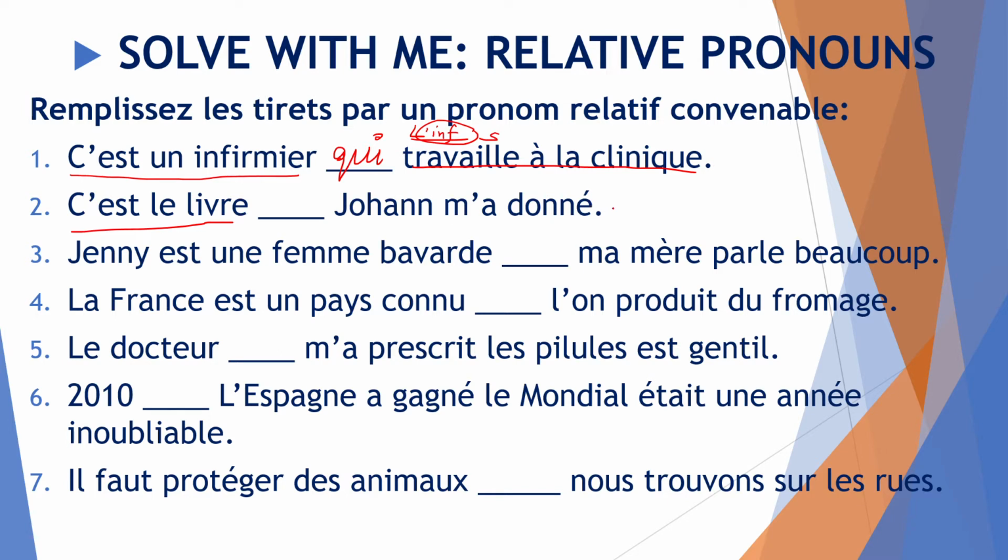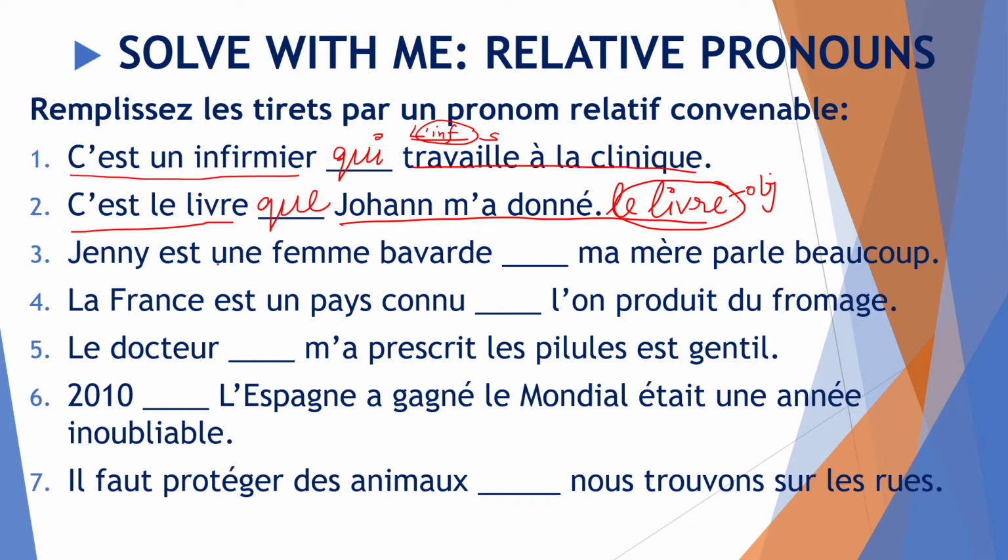Okay? Then, c'est le livre is the first sentence here. Johan m'a donné le livre will be the second sentence. In the second sentence, the livre, which is the common factor, is the object. So we cannot put qui, you have to put que.